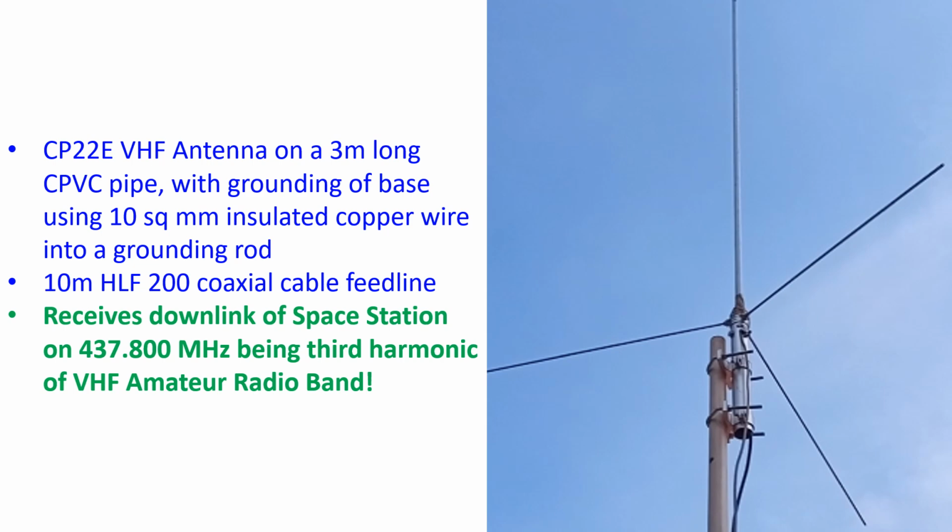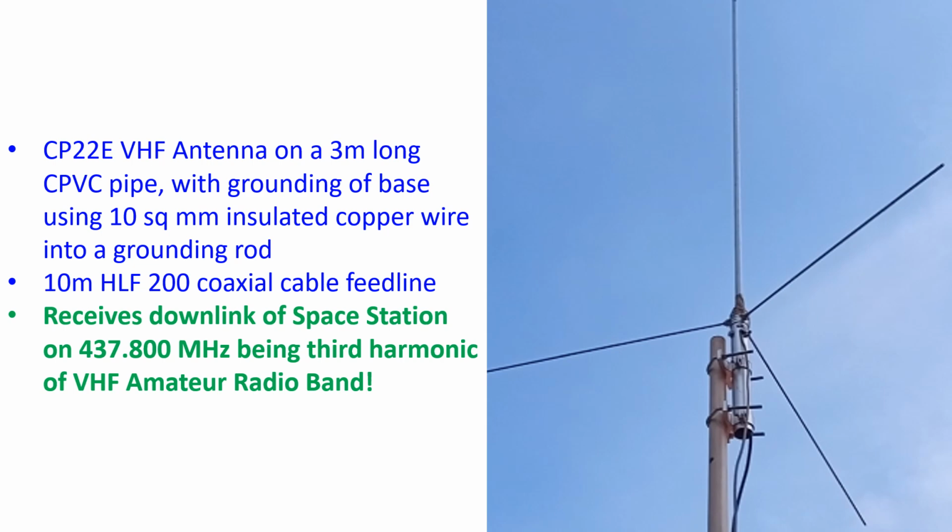Earlier it was at a height of about 6 meters on my first floor terrace. But again, in the rainy season, I had to lower it because of lightning risk. Now it is on a 3-meter pole. That is a CPVC pole. Earlier it was a pole made of GI with earthing and all, but now I have changed it to a CPVC pole, a 1-inch diameter CPVC pipe kept vertically.